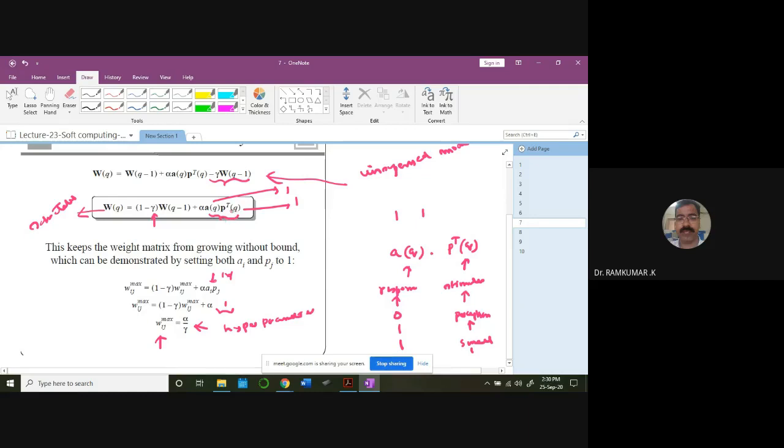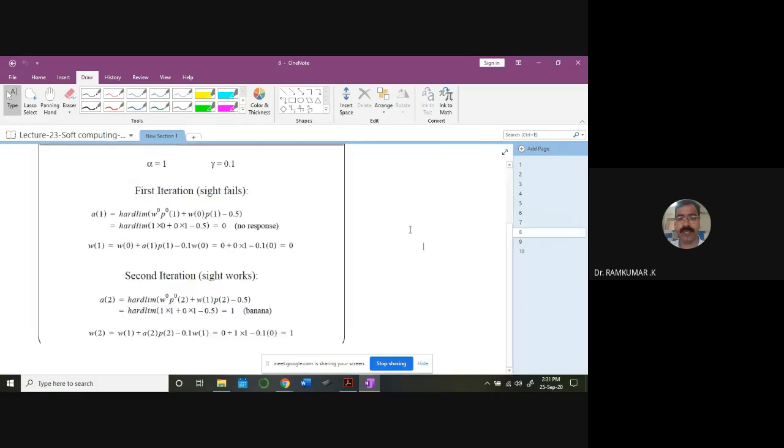We keep on updating. So I'm going to fix the upper bound for this weight by choosing this gamma. This keeps the weight matrix from growing without bound. Look at this: when these two values are one for so many iterations, then this will shoot up. But I'm going to restrict that by fixing this value, alpha and gamma. This W_j max will reach only a particular value. So that is the idea.